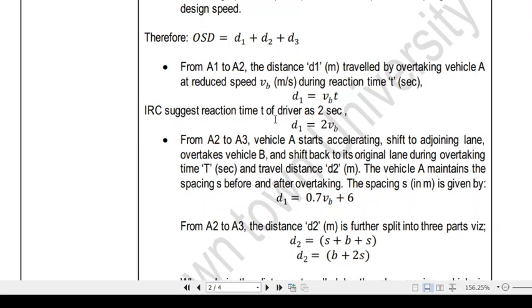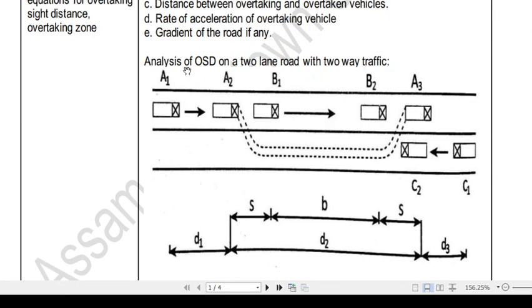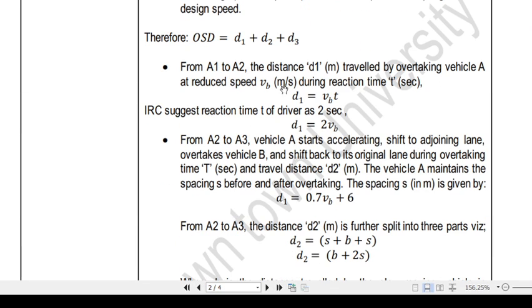Now from A1 to A2, the distance D1, which we have discussed already, is traveled by the overtaking vehicle A at a reduced speed VB meter per second. Why has it reduced? Because the driver is trying to find an opportunity, so vehicle A adopts the lower speed of VB meter per second and follows vehicle B. That follow-up happens during the reaction time t seconds, so your distance D1 would be VB into t. In this overtaking sight distance consideration, as per the IRC, t is 2 seconds. Considering t as 2 seconds, your D1 would be 2 into VB.